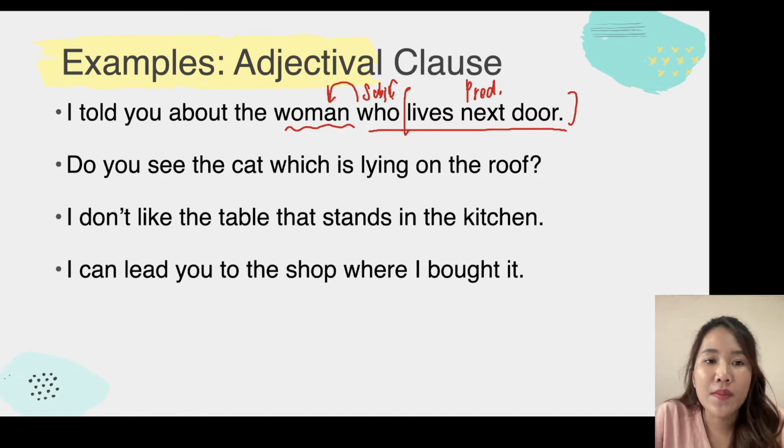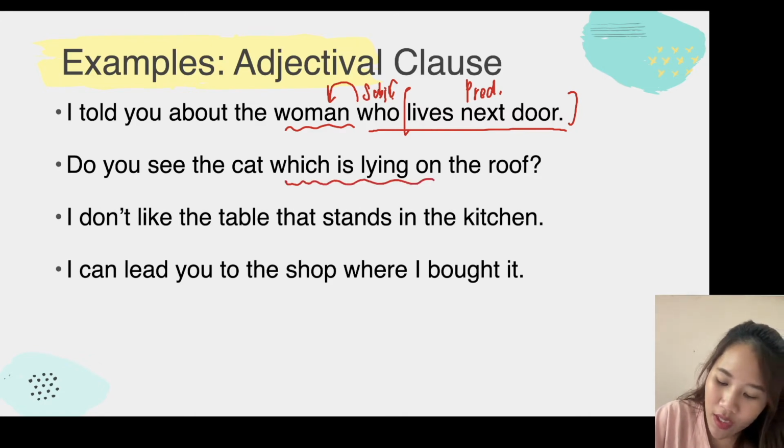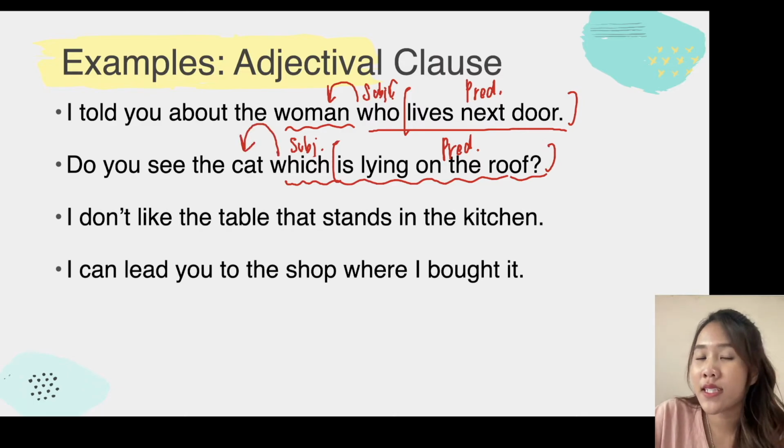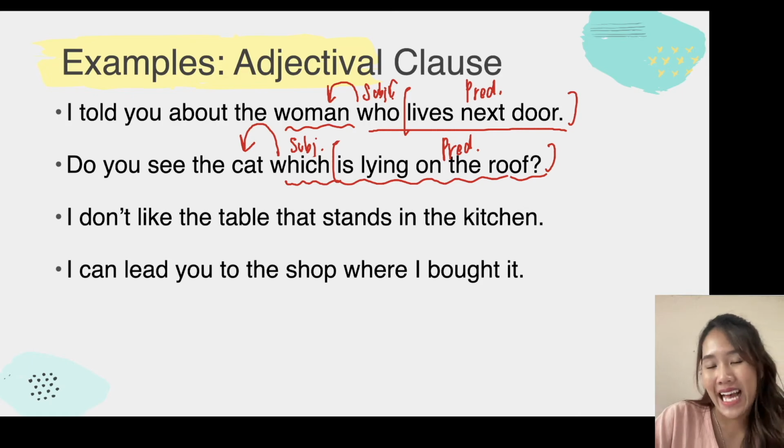Or another example, like do you see the cat which is lying on the roof? So which is lying on the roof is the adjectival clause. We have a subject which and we have the predicate part, is lying on the roof. So which is lying on the roof is the adjectival clause since it modifies cat, which is a noun.